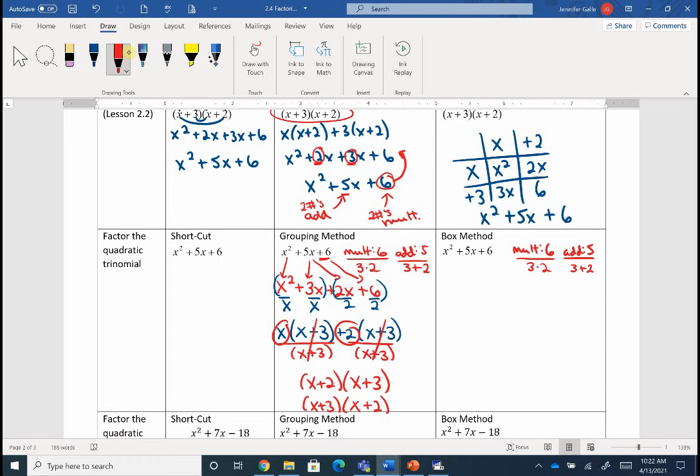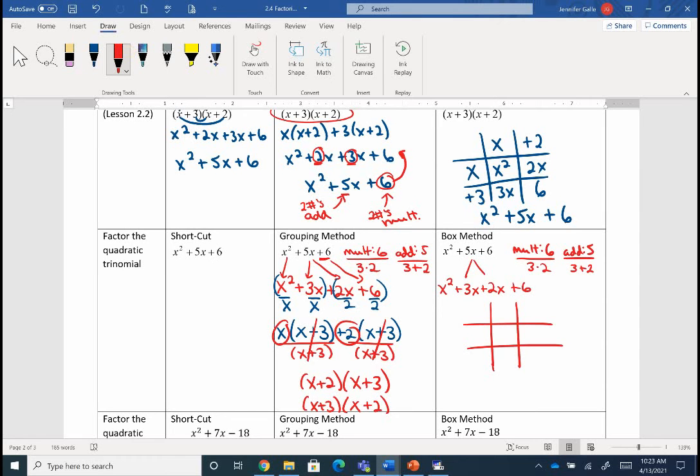So now we do the same split. X squared stays. The 5x splits. 3x and 2x. And then our 6 just stays. So nothing else changes. We're just splitting up that 5x into our two magic numbers that we saw the pattern for earlier, the why we're picking those numbers. Now it becomes our box method.